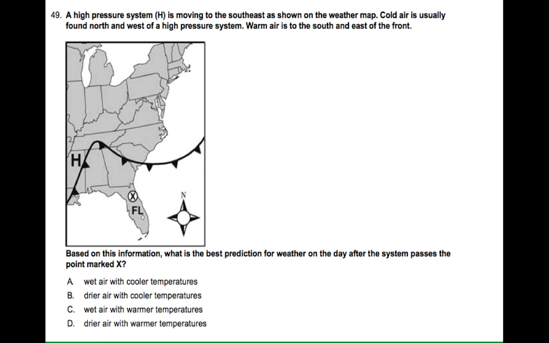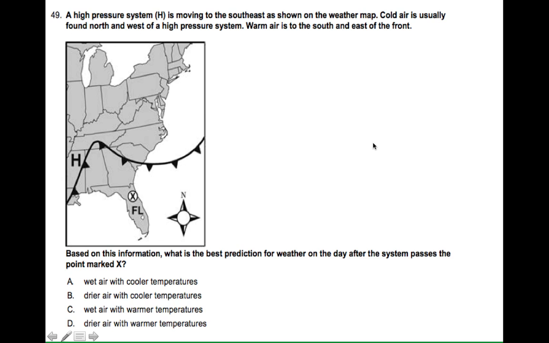So here you have a question. That question reads, a high pressure system is moving to the southeast as shown on the weather map. Cold air is usually found north and west of a high pressure system. Warm air is to the south and east of the front. Based on this information, what is the best prediction for weather on the day after the system passes the point marked X? So here you see your point marked X.